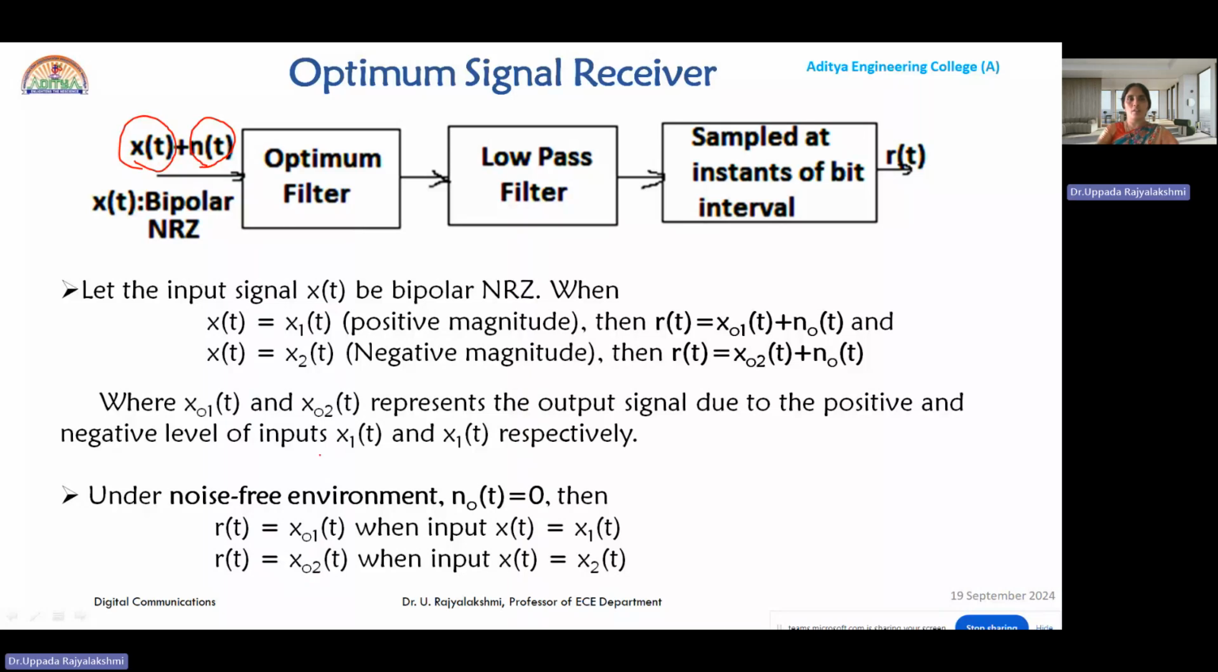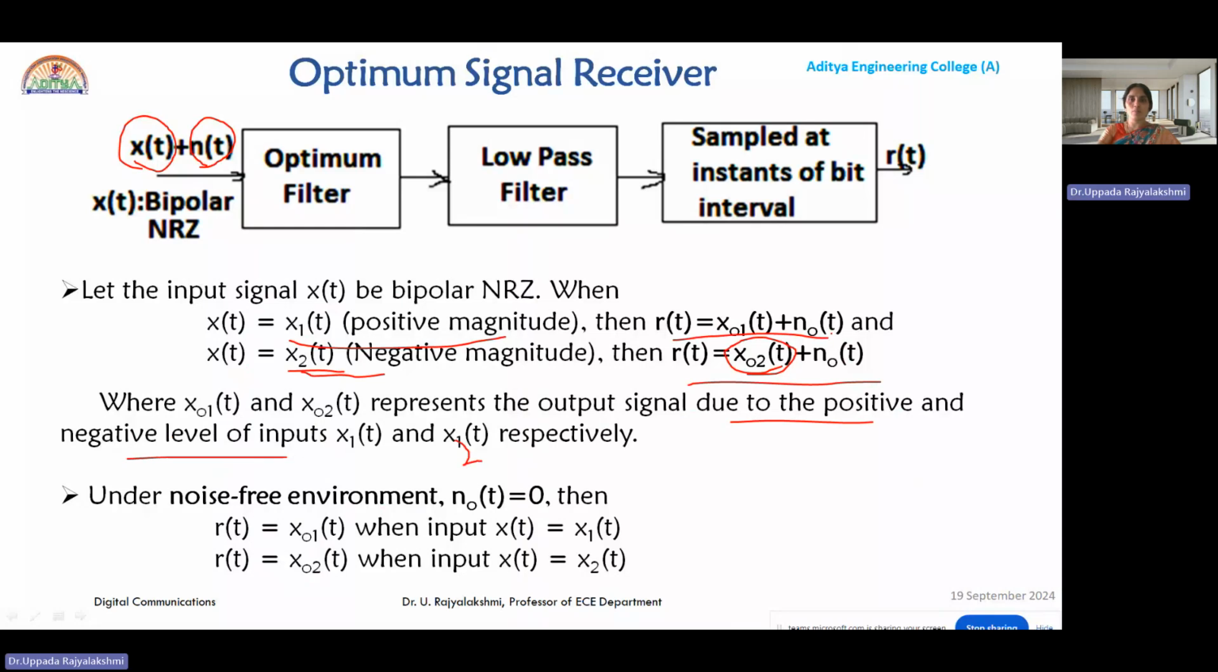Now, for example, let us consider x of t as a bipolar NRZ. It can be either at a positive magnitude level or at a negative magnitude level. When x of t is equal to x1 of t, then r of t will be x0 1 of t plus n0 of t, where x0 1 of t represents the output signal due to the positive magnitude level of the input. And when x of t is equal to x2 of t, then r of t is x0 2 of t plus n0 of t, where x0 2 of t represents the output due to the negative magnitude level of the input, that is x2.